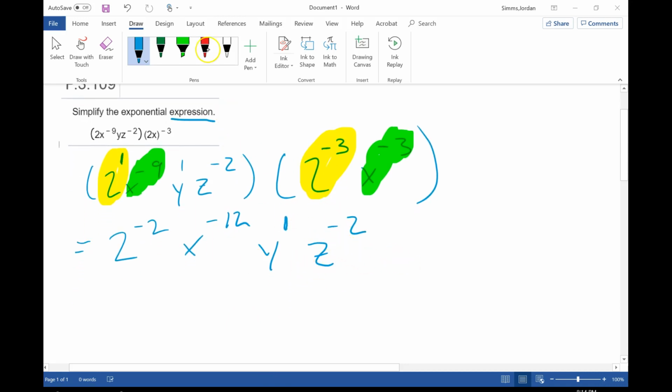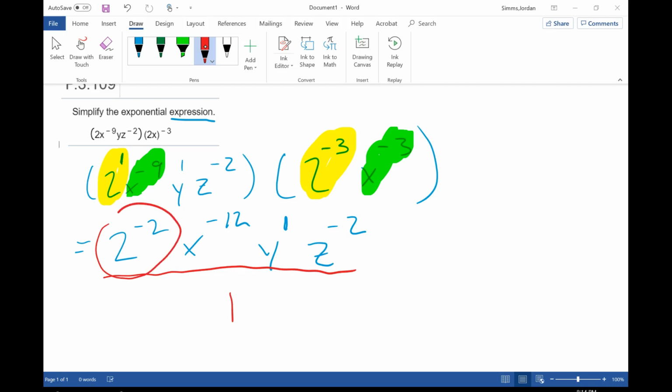Here's how I like to think of this now. This is really all one great big fraction over 1, right? So we can take anything that's negative, and it's going to get flipped down. So this 2 to the negative is going down, the x is going down, the y can stay by itself, and the z is going down.